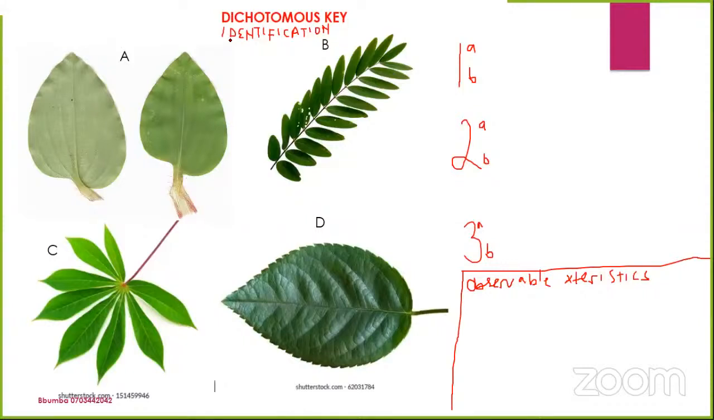Can you please raise your hands and tell me what observable characteristics you are able to identify from the specimen above? What observable characteristics can you identify? I'm going to begin with Flavia. Yes, Flavia. Flavia, I've asked you to unmute. Please tell us one of the characteristics.